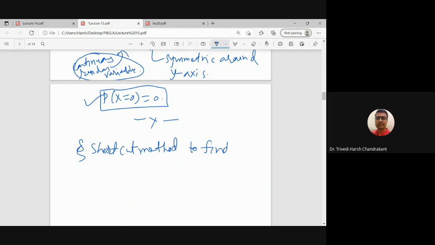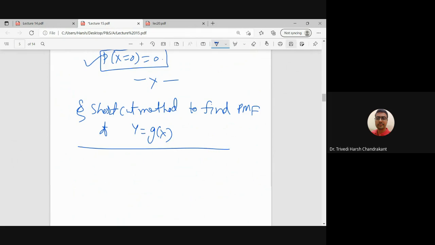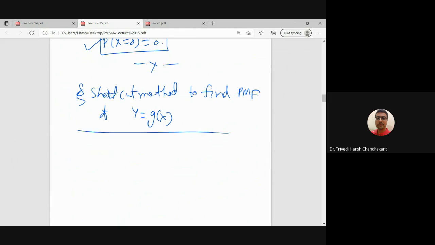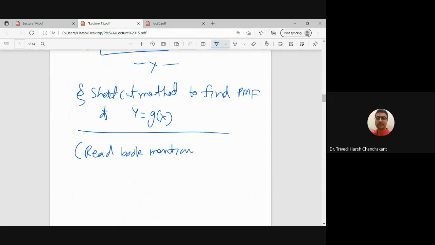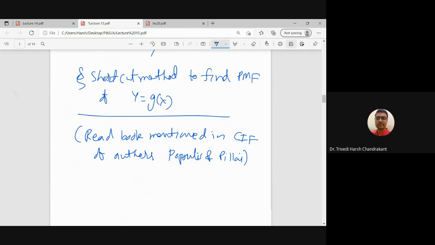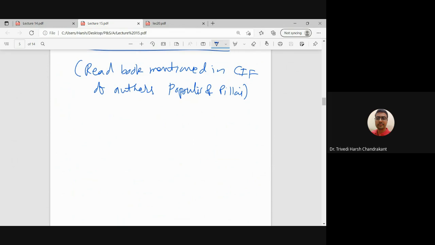To find the PMF of the random variable Y equals g(X). There are very nice examples given in the book by the authors, Papoulis and Pillai. In this book, very nice examples and methods are given. So one of the methods which we are discussing is a simple method of finding the PDF.